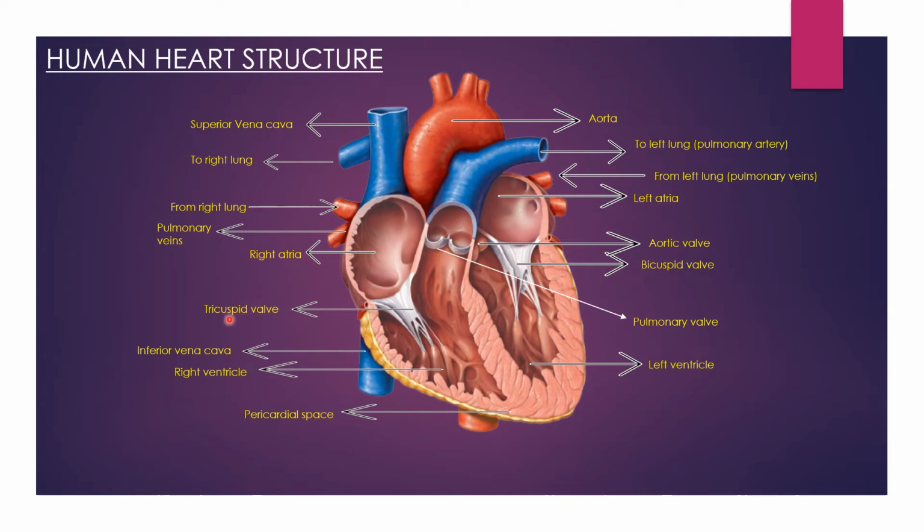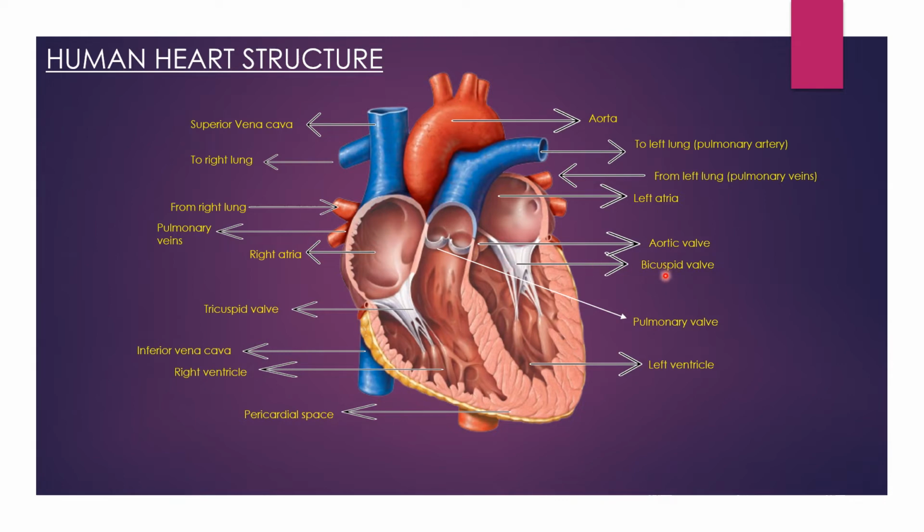Some important valves are also present here. We'll talk about these because these are very important. First is the tricuspid valve. This is the tricuspid valve. It regulates blood flow from the right atrium to the right ventricle. Next, the pulmonary valve. This is your pulmonary valve. It controls blood flow from the right ventricle into the pulmonary arteries.